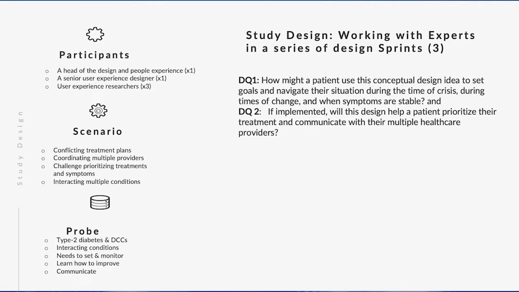Another aspect that was highlighted in the scenario, and I'll refer you to the paper for the detailed description of the scenario, is interacting multiple conditions. The scenario was also further followed up with a probe, and the probe emphasizes the important aspects of the scenario that we as designers see and want experts to take into consideration. These include type 2 diabetes and DCCs, interacting conditions that they have mentioned above, the need to set and monitor their situation and how to improve, and also a very important need for communication.